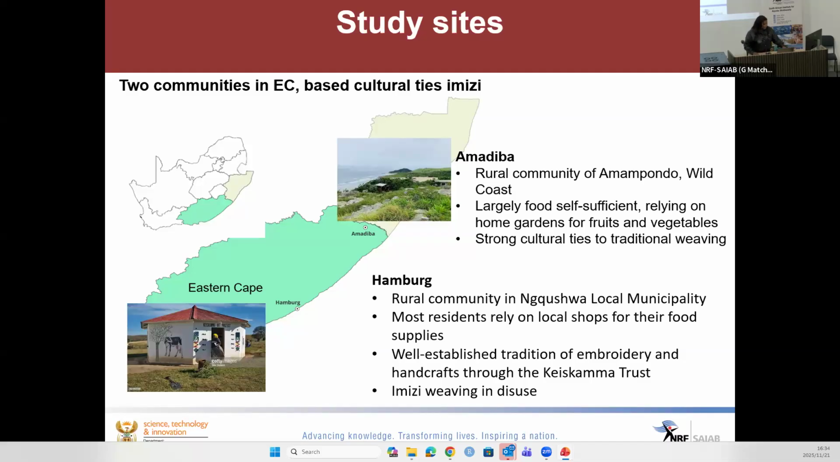And we also had Hamburg, which is also a rural coastal community, in the Ngqushwa local municipality. Most residents rely on local shops for food. There is a well-established tradition of embroidery and handcrafts through the Keiskamma Trust. And the imizi weaving is no longer being actively practiced.